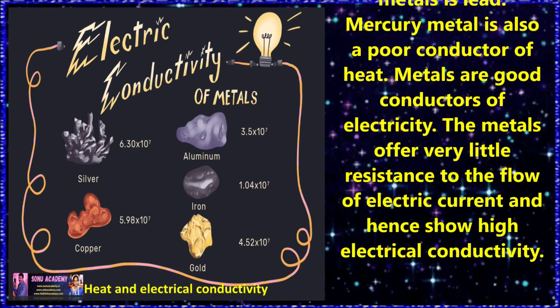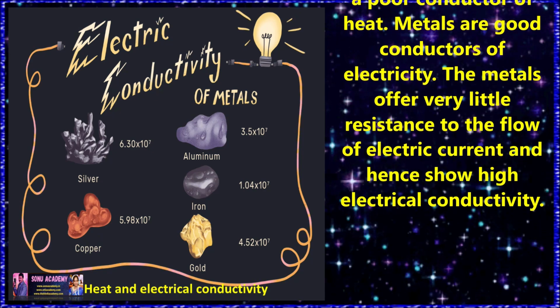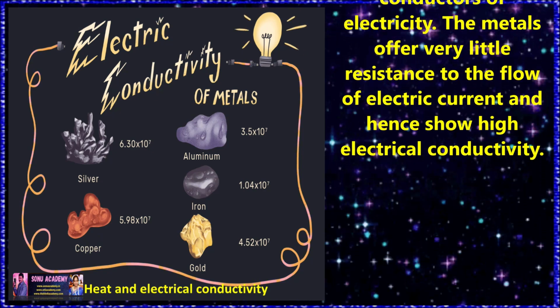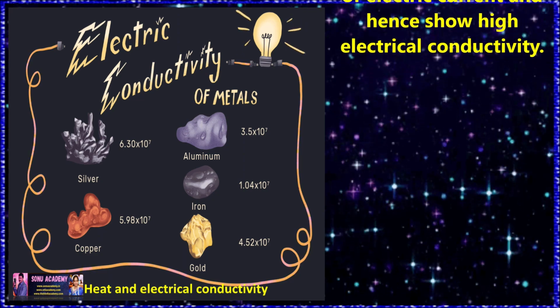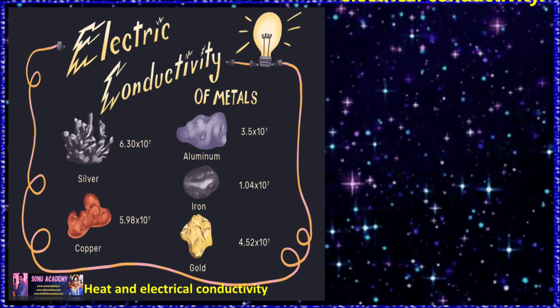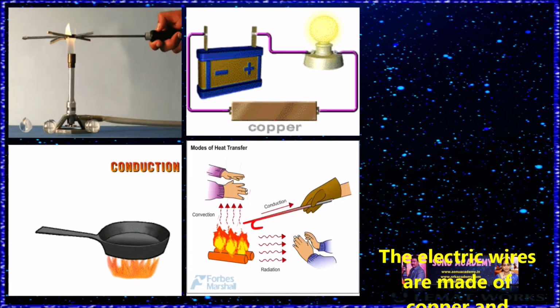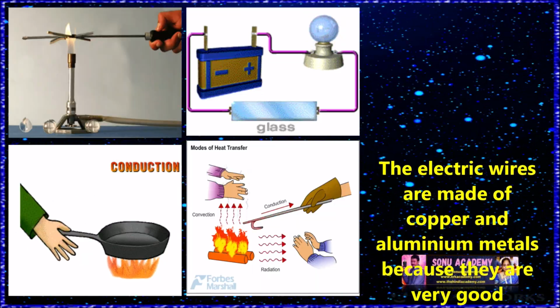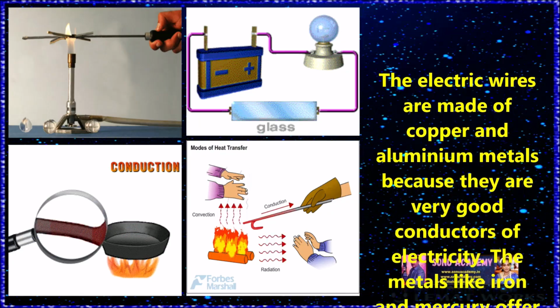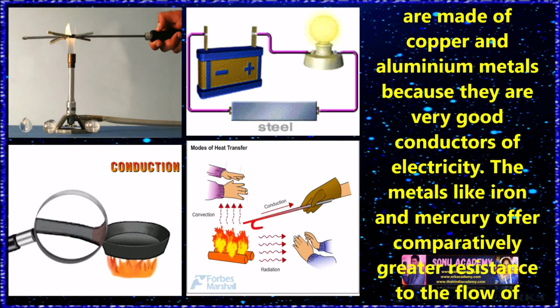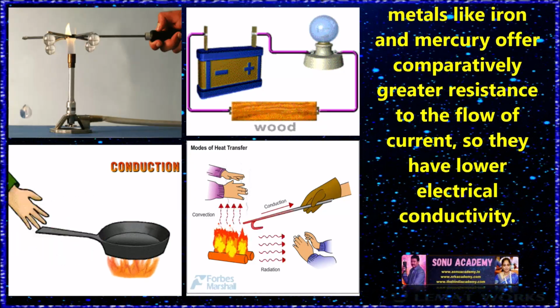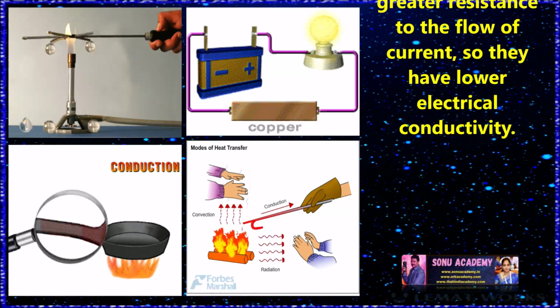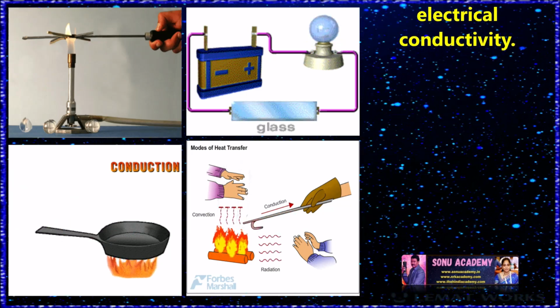Metals are good conductors of electricity. Already we discussed that the metals offer very little resistance to the flow of electric current and hence show high electrical conductivity. The electric wires are made up of copper and aluminum metals because they are very good conductors of electricity. The metals like iron and mercury offer comparatively greater resistance to the flow of current, so they have lower electrical conductivity.